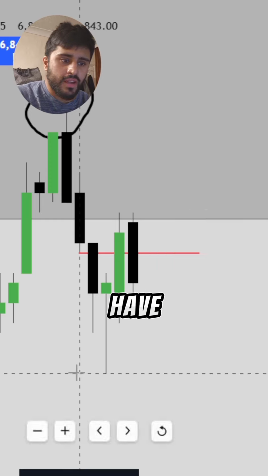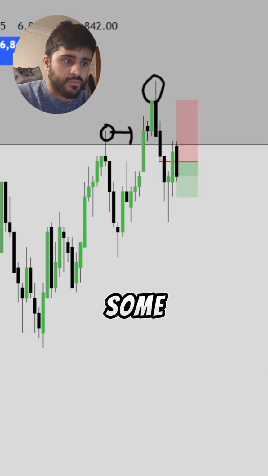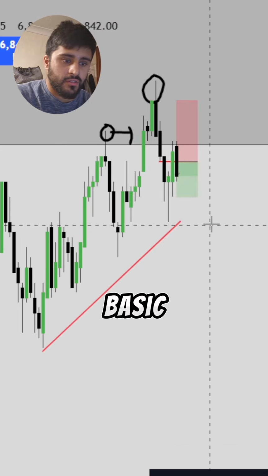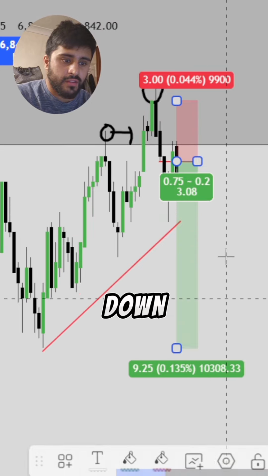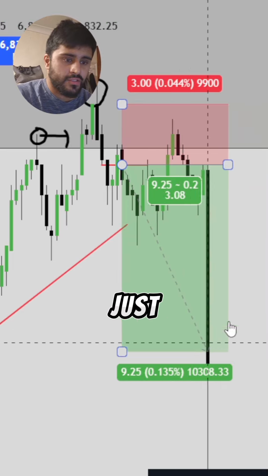Now, what's interesting, when we have our rejection, our retest, right? This is a retest, and this is where I look to go short. Have some trend line liquidity, right? Basic concept. We just target this down here. That's it. Nice and simple. So, right, I think just about here.